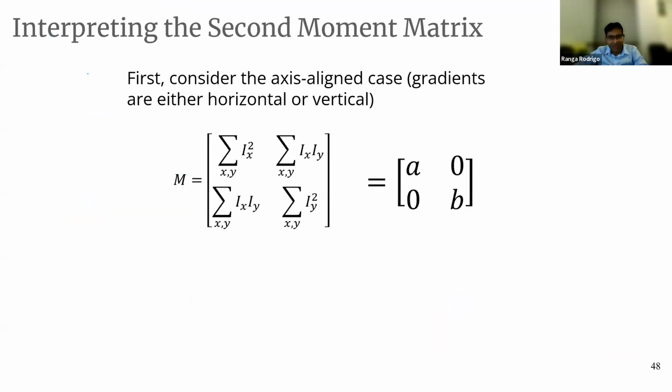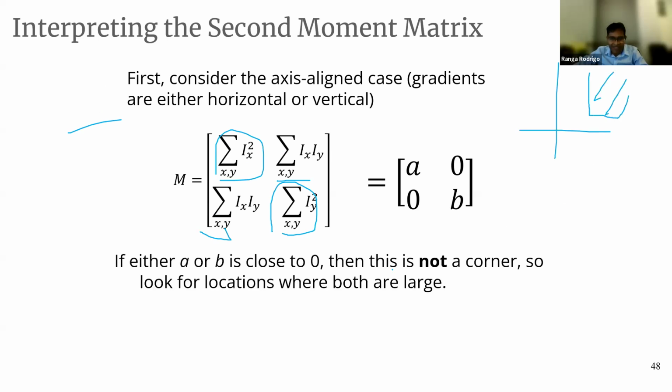Right? So first consider the axis aligned case. Gradients are either horizontal or vertical. So that means these numbers are 0, this number and that one are 0, and this has a value and that has a value. Gradients are axis aligned. That means a corner like that is aligned with the x and y axis.